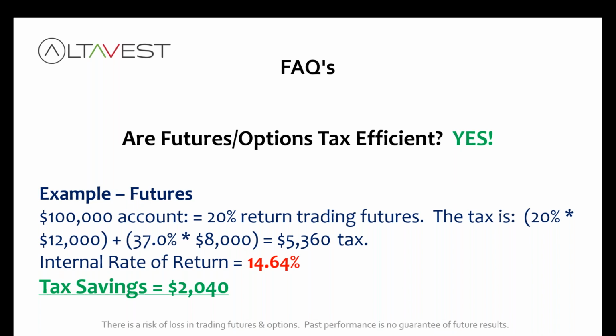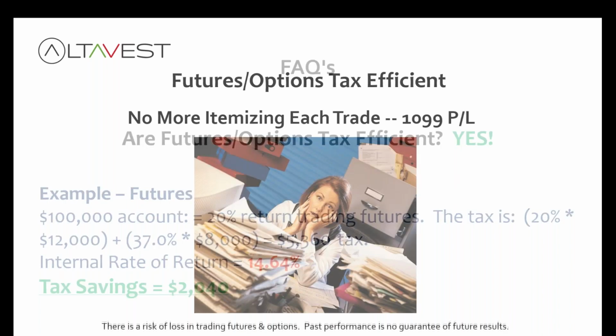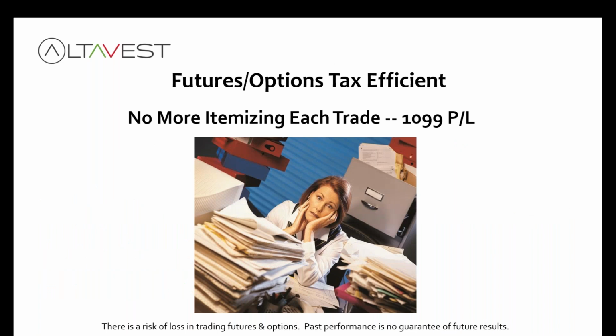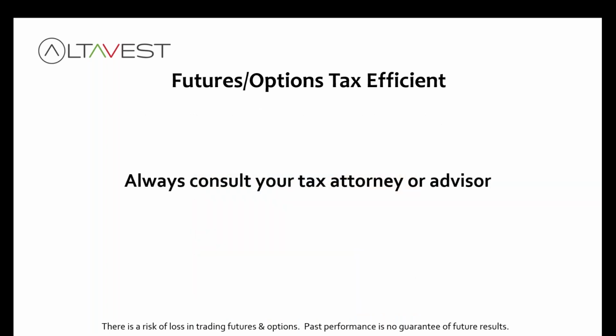The IRS treats the gains differently in our industry. Basically, 60% of the gains are taxed at the long-term capital gains rate, which is almost always less than your individual income tax rate. And there's also no more itemizing, so keep that in mind too. No more wash sales or itemizing your trades, but always consult your tax attorney or advisor for details on the tax ramifications.